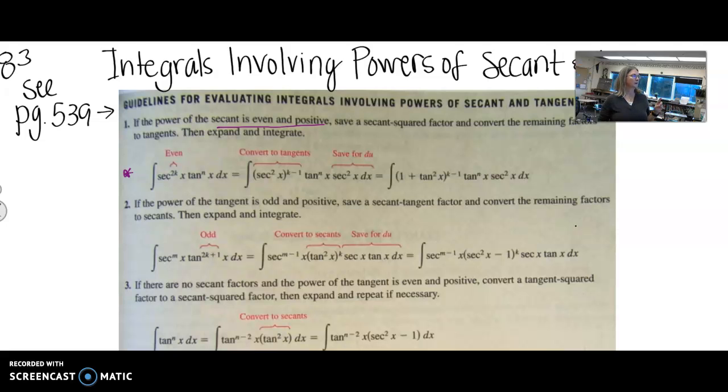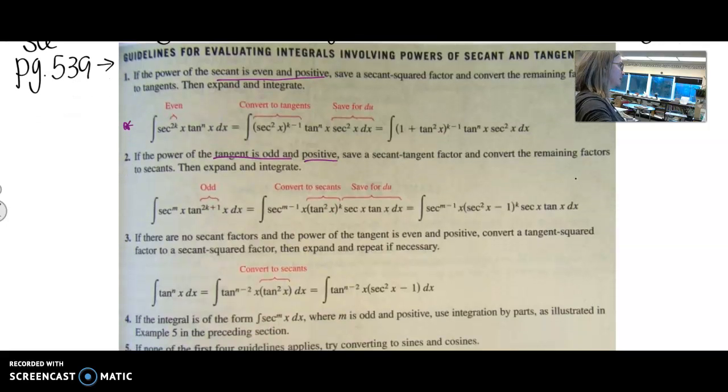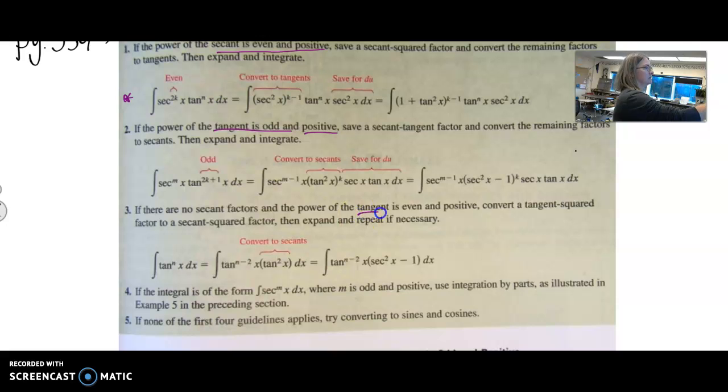If the power of the tangent is odd and positive, save a secant tangent factor, because secant tangent has an antiderivative that we can find, it's just secant. So that's the whole purpose of saving those pieces. And then if there are no secant factors and the power of the tangent is even and positive, convert a tangent squared factor to a secant squared factor, expand and repeat as necessary.